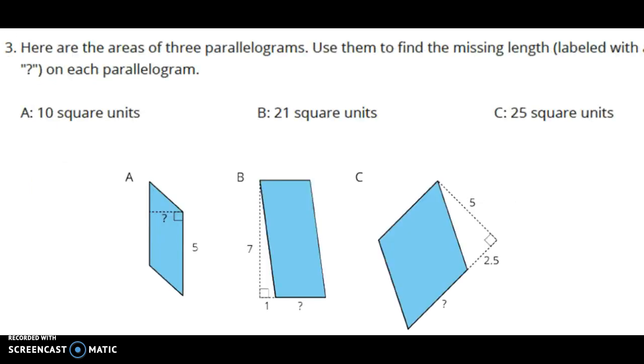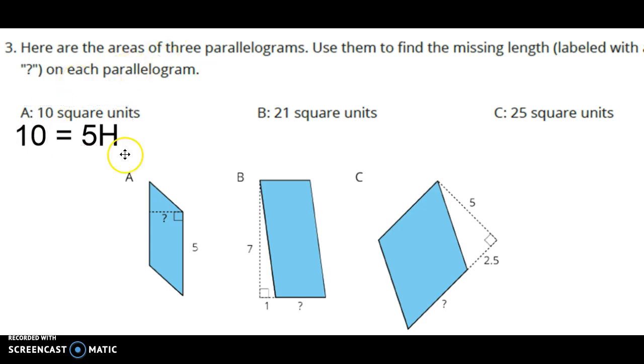3. Here are the areas of 3 parallelograms. Use them to find the missing length labeled with a question mark on each parallelogram. This is a great opportunity for us to use variables for the missing length. So what we're going to do is we're going to rewrite our formula using a variable. So I'm going to say area equals, for A, I'm given my base of 5. So I'm going to say 5, and I'm going to leave H because I don't know what my height is. But I do know that my area is 10.